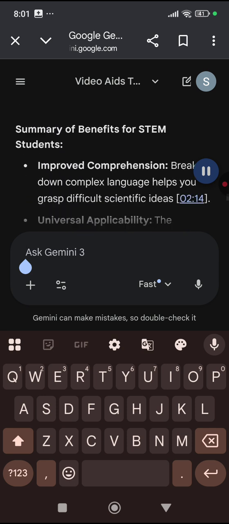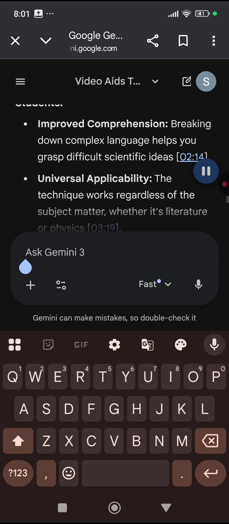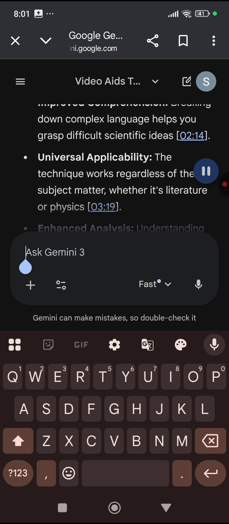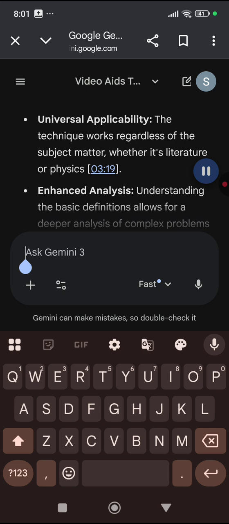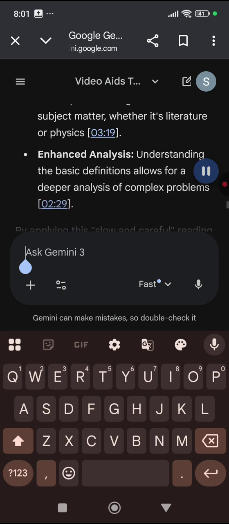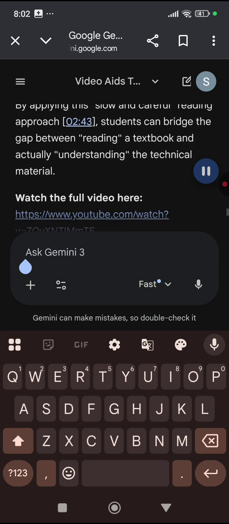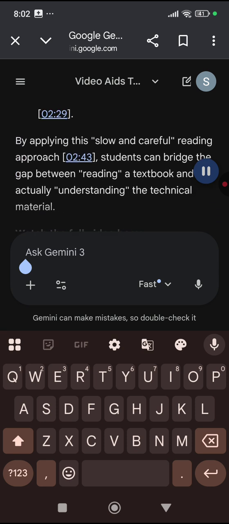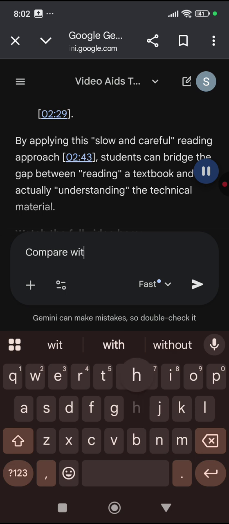Summary of benefits for STEM students. Improved comprehension: breaking down complex language helps you grasp difficult scientific ideas. Universal applicability: the technique works regardless of the subject matter, whether it's literature or physics. Enhanced analysis: understanding the basic definitions allows for a deeper analysis of complex problems. By applying this slow and careful reading approach, students can bridge the gap between reading a textbook and actually understanding the technical material.